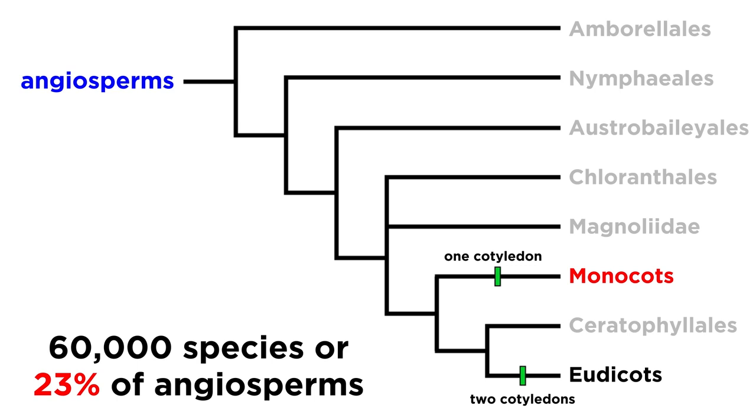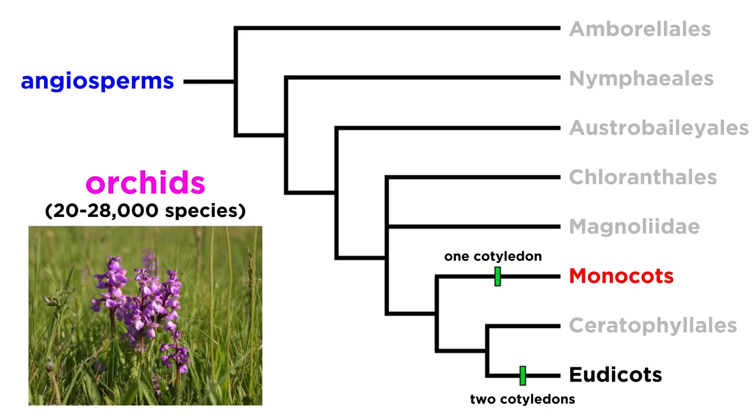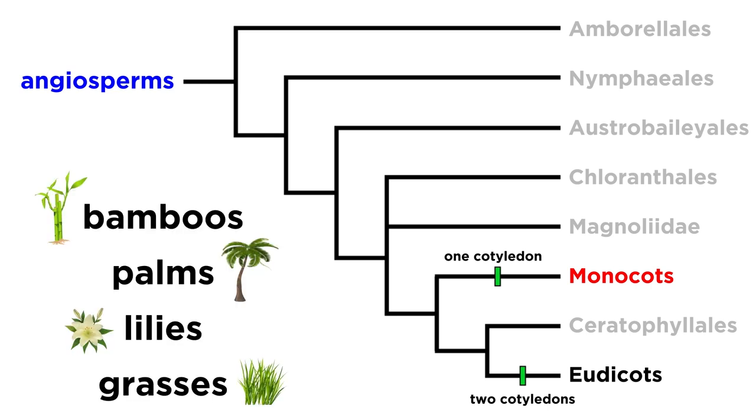The monocots account for about 60,000 species, which make up roughly 23% of all named angiosperms. The largest family of monocots, by far, are the orchids, which account for about 20,000 to 28,000 accepted species. Orchids alone represent about 6 to 11% of all seed-producing plants. Though orchids are often thought of as tropical species, and it is true that their diversity is greatest in the tropics, they're actually found on every continent except Antarctica. Other major groups of monocots include the bamboos, palms, lilies, and grasses.